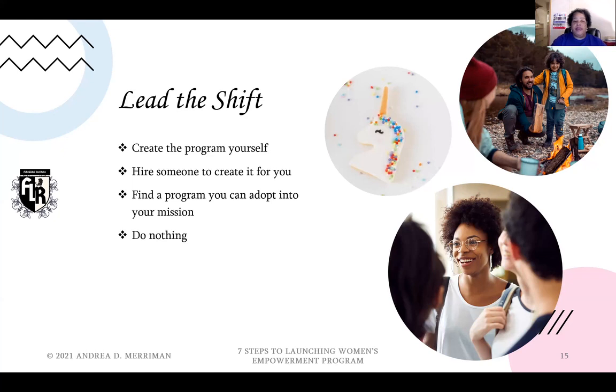Or you can find a program that you can adopt into your mission. That's why it's important to know your mission and your core values, so you can look out there and say, this is something I want to do, how can I add this to it? Or you can do nothing. You can take this information and say, thank you, I appreciate it, but I don't think I can do this. This just sounds like too much work. So you have to make that decision.